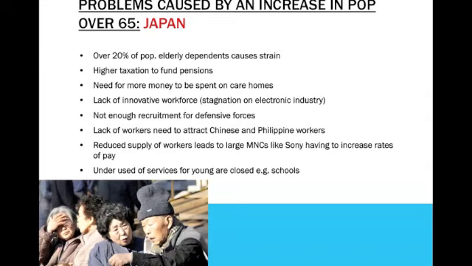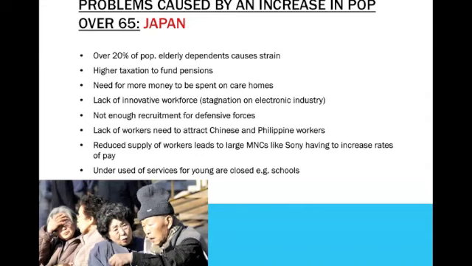Now, let's look at some problems caused by the increase in the population of over 65 year olds. Well, in Japan, which is our case study, over 20% of the population is elderly dependent, so people over the age of 65.